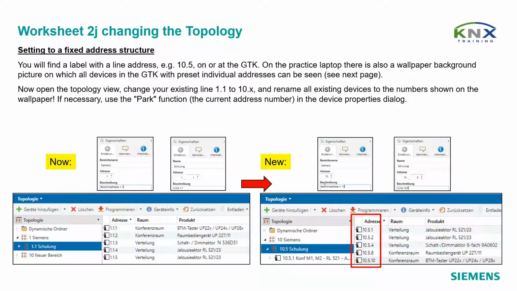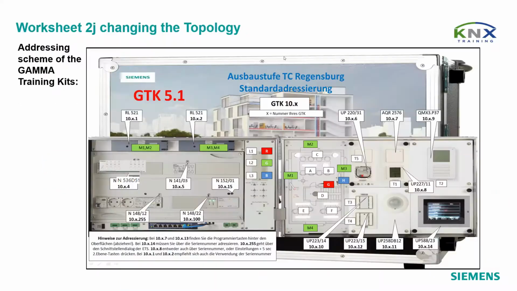Changing the topology. You will find a label with a line address, for example 10.5, on or at the Gamma Training Kit. On the practice laptop, there is also a wallpaper background picture on which all devices in the Gamma Training Kit with preset individual addresses can be seen. See next page. Now open the topology view, change your existing line 1.1 to 10.x and rename all existing devices to the numbers shown on the wallpaper. If necessary, use the park function, the current address number, in the device properties dialog.